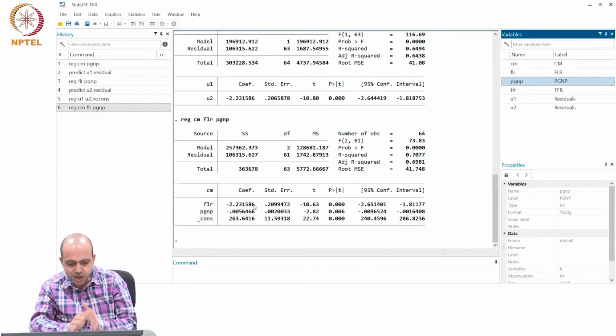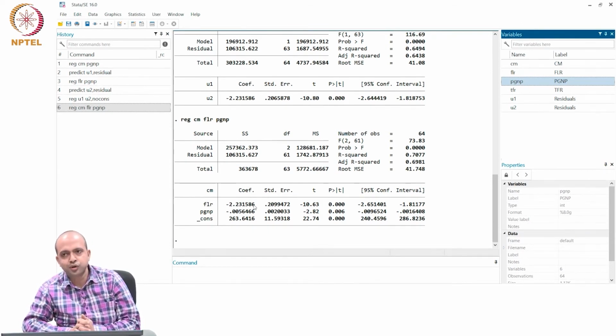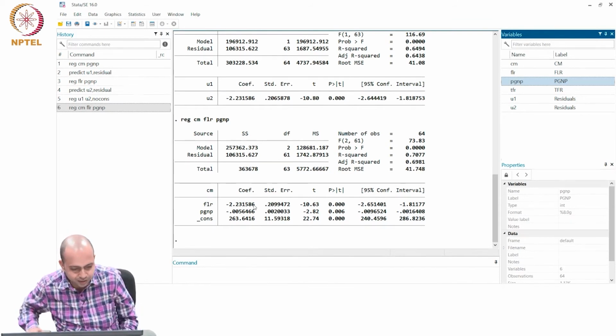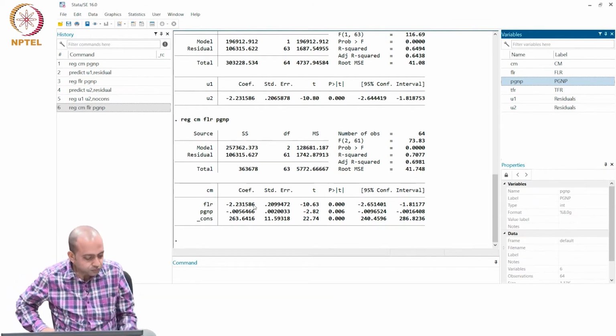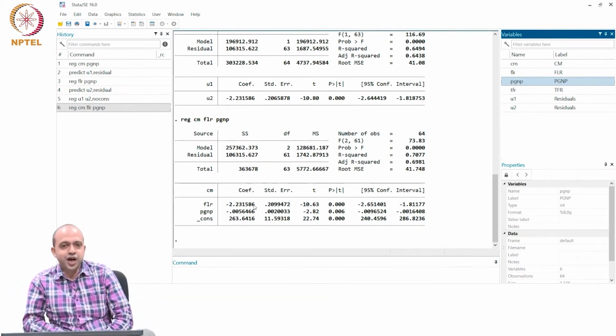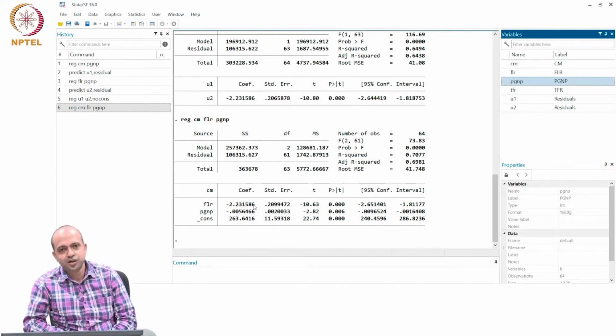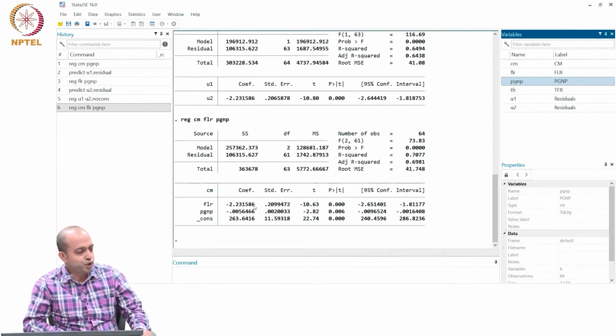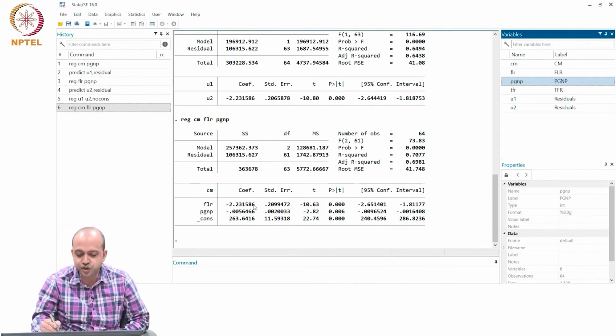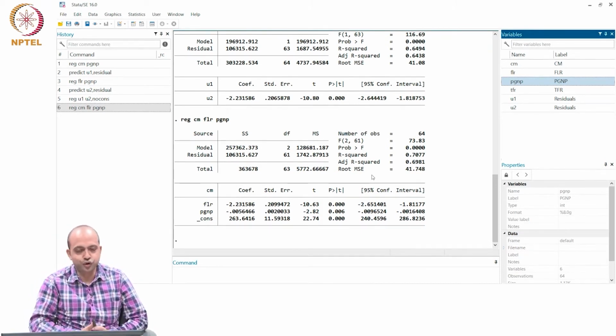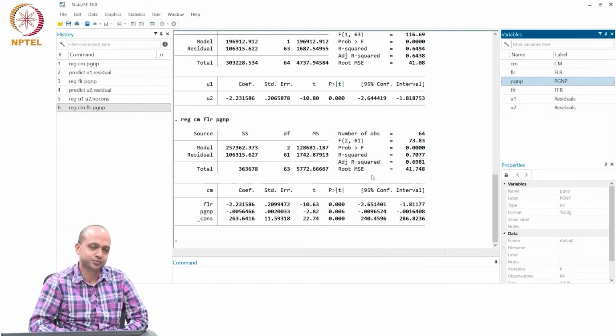Okay, this is how the multiple linear regression model is estimated. And then, as we have learned the hypothesis testing part and goodness of fit measure previously, we will try to understand all those results from here. First of all, what is the R square here? The R square here is 0.7077. What does it mean?